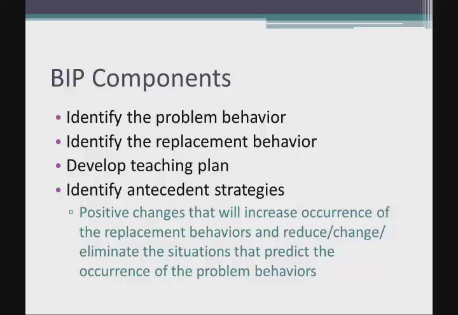So then here are the components of the behavior intervention plan. You identify the problem behavior, identify the replacement, the teaching plan, and another thing we haven't really talked about yet is we can identify some antecedent strategies. So these are changes in the environment that are going to make it more likely the student will use the replacement behavior and less likely that they'll use the problem behavior.